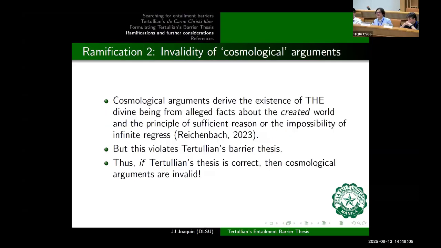Another ramification, I think, is that now you could think about other arguments for the existence of God. And here's a famous argument that a lot of people have been thinking about, the cosmological arguments, which derive the existence of the divine being from alleged facts about the created world, plus the principle of sufficient reason, or impossibility of infinite regress. But this kind of argument violates Tertullian's barrier, because if Tertullian's thesis is correct, then you can't have a sentence about the divine, God exists, from sentences about the created. Okay? So cosmological arguments, unfortunately, if you're a fan of cosmological arguments, they're invalid using the thesis.